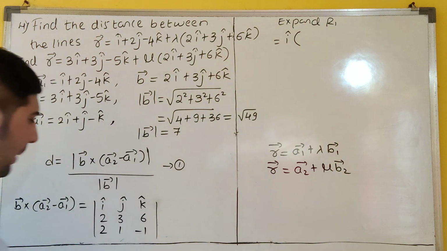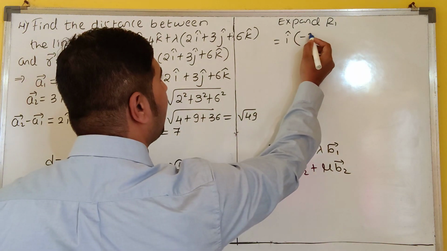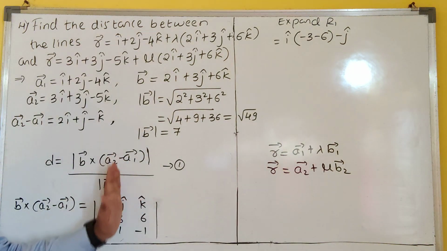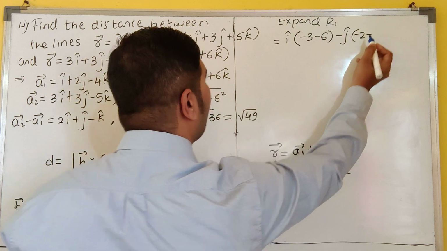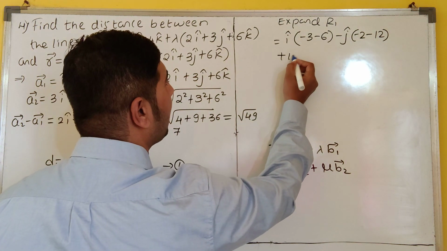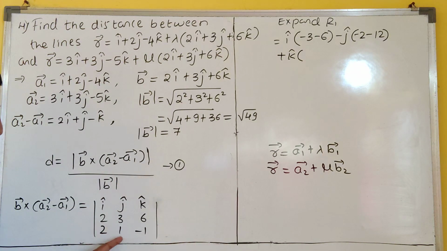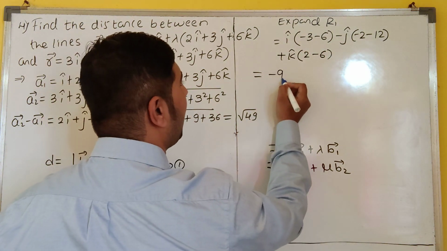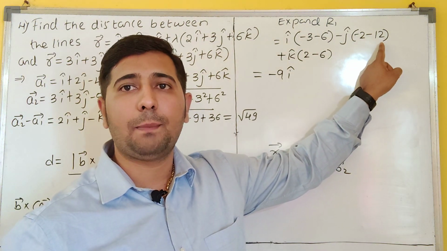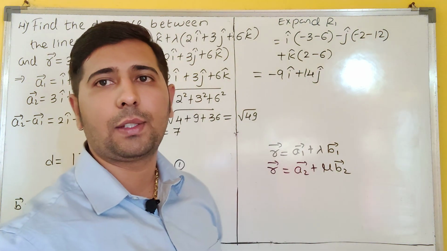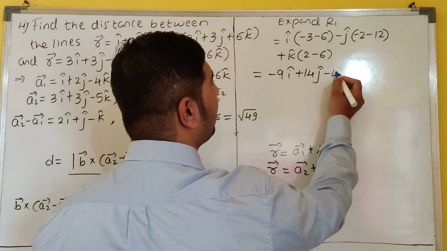So what will you get? i cap bracket. First we will do first column: 3 into minus 1, minus 3, minus 1 into 6, 6, dear students. Minus j cap you write. Second column: 2 into minus 1, minus 2, minus 2 into 6, 12. Clear? So now plus k cap. First row, last column: 2 into 1, 2, minus 2 into 3, 6. How much you will get? Minus 3 minus 6 is minus 9, so minus 9 i cap. Minus 2 minus 12 is minus 14, minus into minus plus 14 j cap. 2 minus 6 is minus 4, so minus 4 k cap, dear students.